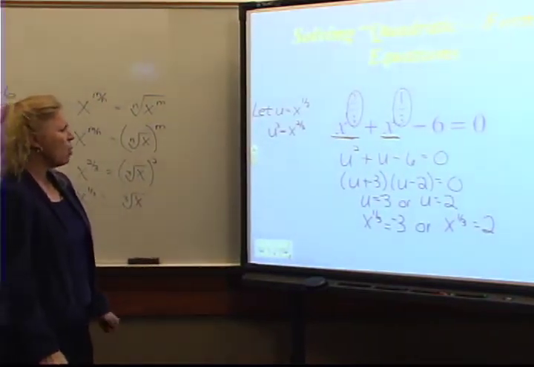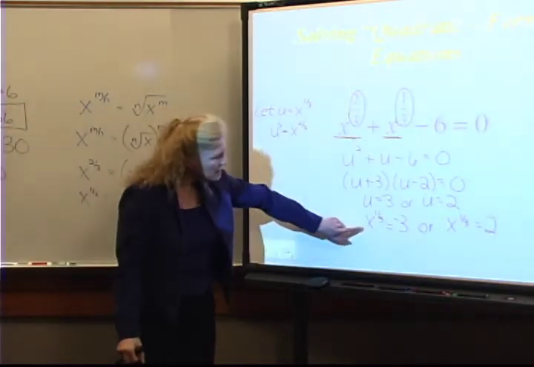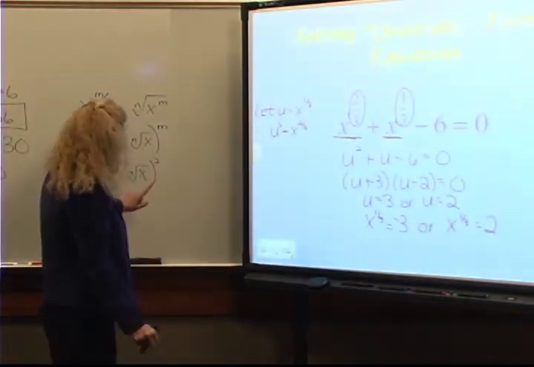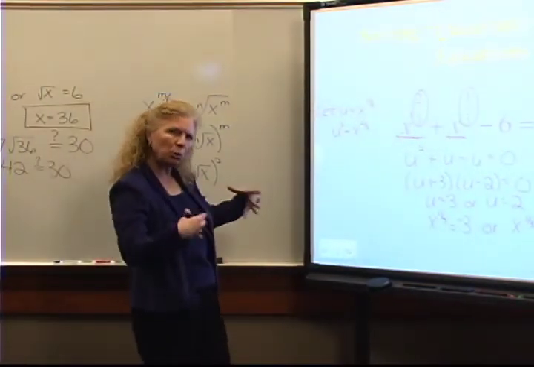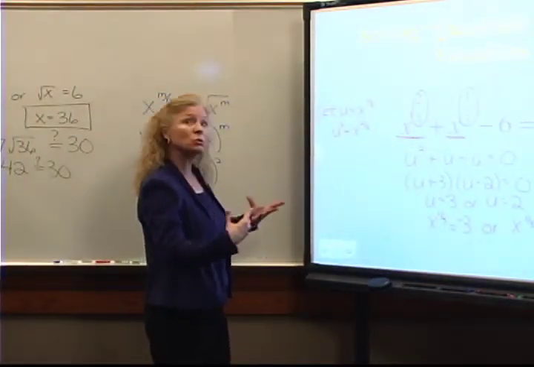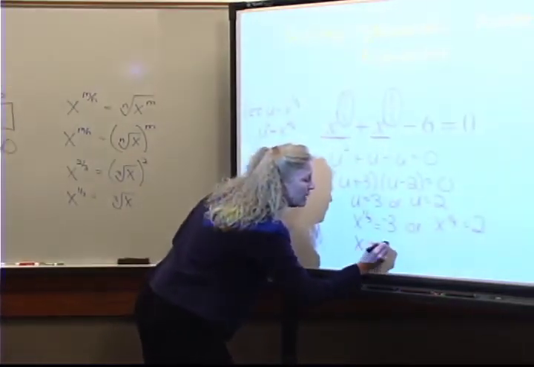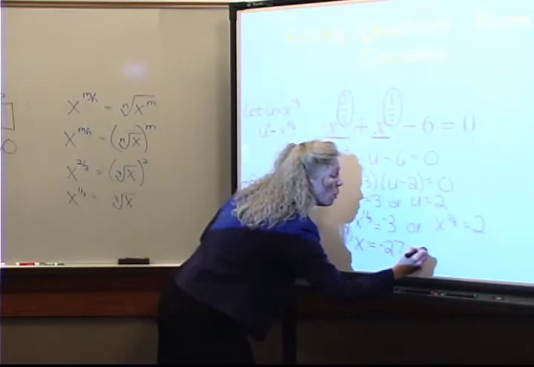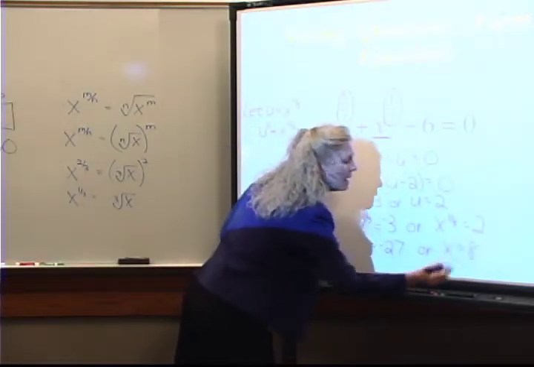And you say, oh my goodness, what do I do then? Well, since you realize that this is that cube root of x, how would you undo a cube root? Well, you'd cube both sides. So x is equal to -27, or cubing that, x is equal to 8.